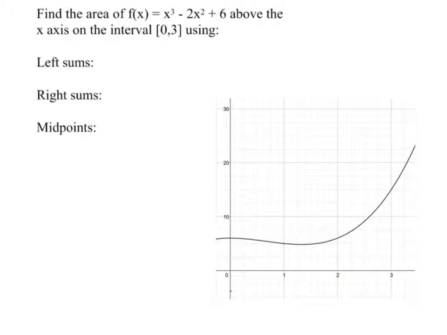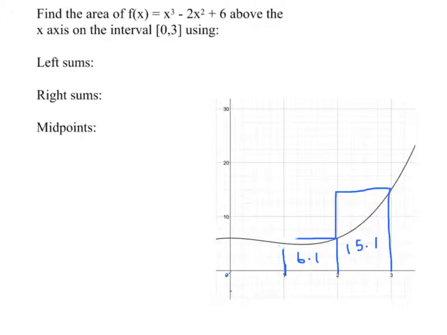So the right-hand sum, we're going from 0 to 1. 1 would set the height. We already have found that. That's 5. From 1 to 2, 2 would set the height. We already found that. 6 times 1. And at 3, the height was 15. And we'd add those up. That would be your right-hand sum.